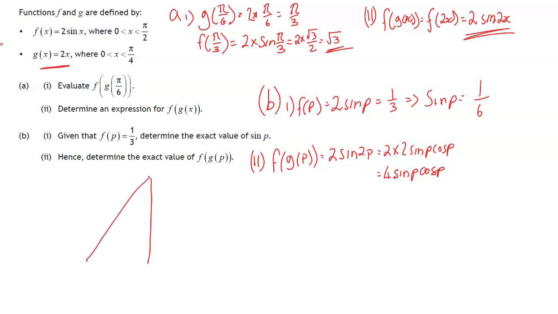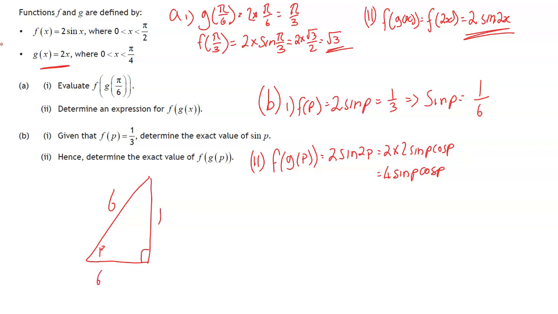Let's imagine that lets me construct a right-angled triangle, where I'm going to say the angle P is there. Now we know from SOHCAHTOA, sine is opposite over hypotenuse. So in this case, I'd have a triangle that looks something like that. Now I can use Pythagoras to figure out this missing side in this triangle.